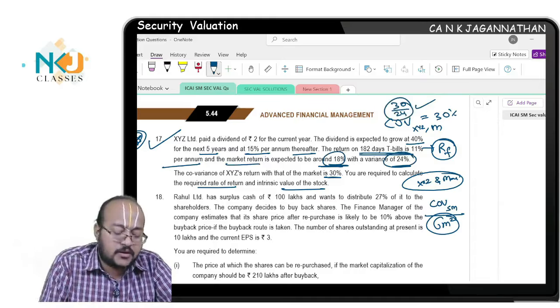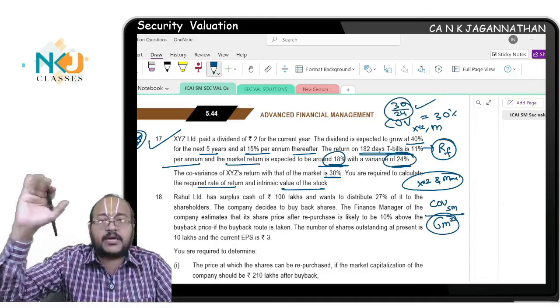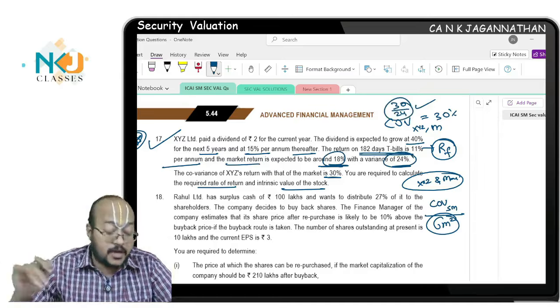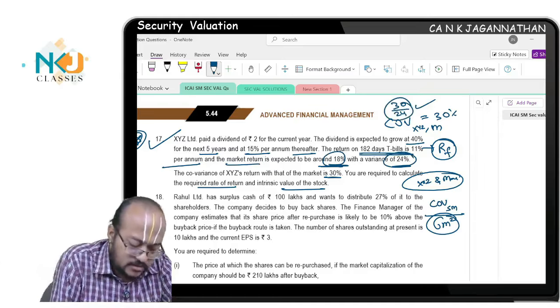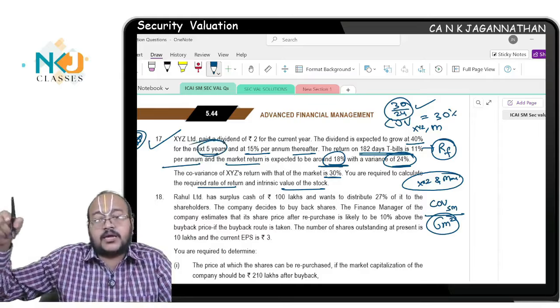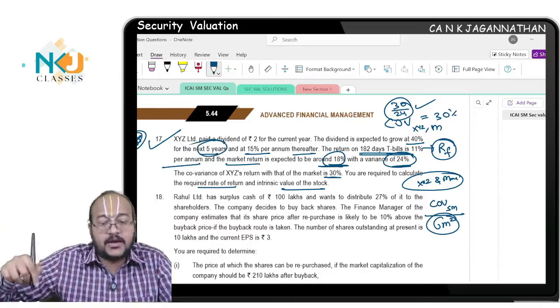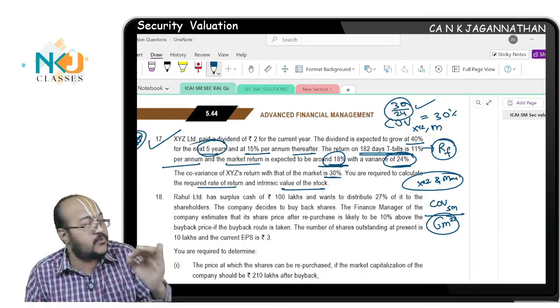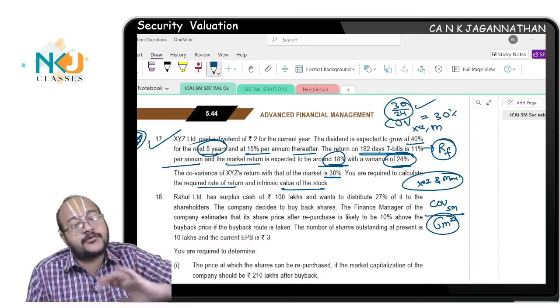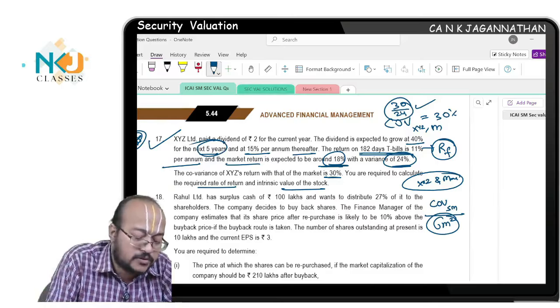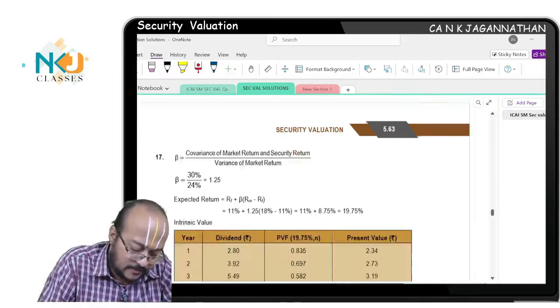You replace it and you will find the KE. Then D1 by KE minus G, you will apply here. You have a holding period of 5 years. D6 by KE minus G you will get P5. And then D1, D2, D3, D4, D5, P5. Discount all this. You will bring it to present value terms. You will get the value of the share. I think. See the solution.